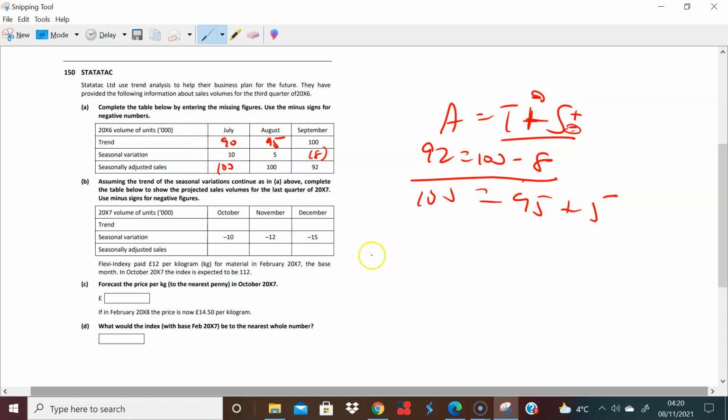So now they want us to go on. You're going up by 5 every month. So September 06, you have a trend of 100. The question is, what is October X7? Taking 12 months, October 06 is 105.